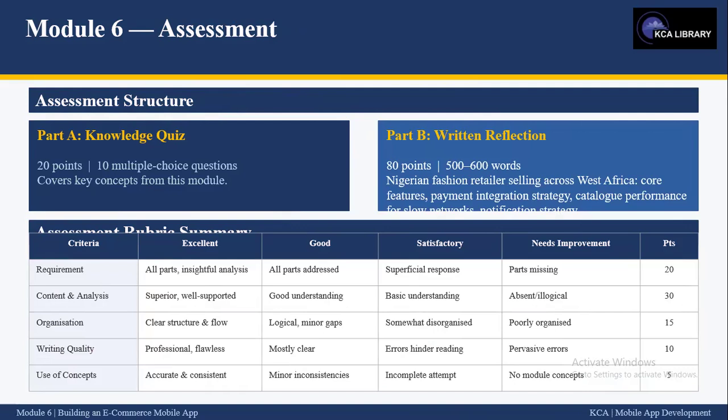Module assessments. Your assessment for this module is divided into two parts as usual. Part A, a 20-point knowledge quiz covering the core architectural and business concepts of the module. Part B, an 80-point written reflection. You are tasked with designing a proposal for a fashion retailer selling across West Africa. You must outline the core features, your payment integration strategy, how you will optimize catalog performance for slow networks, and your overall push notification strategy. Please refer to the assessment rubric to understand the grading criteria for content, organization, and use of module concepts.